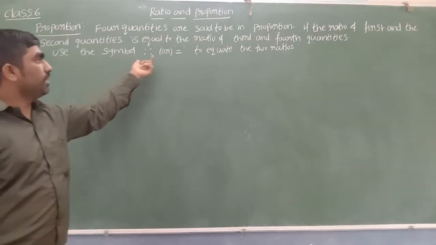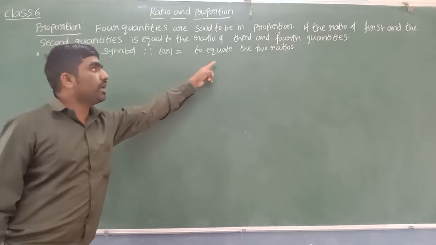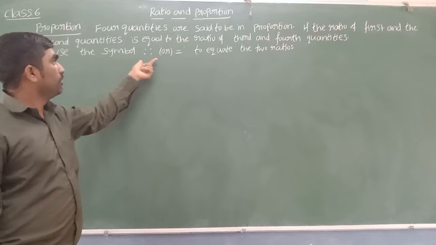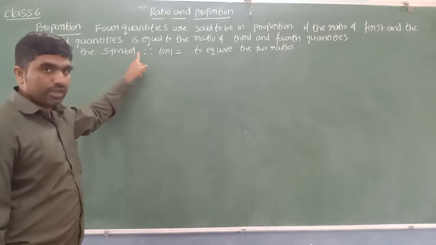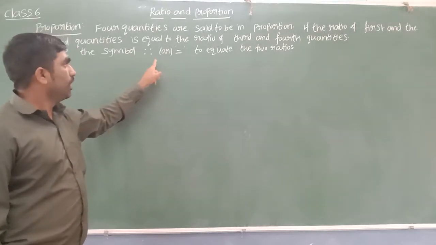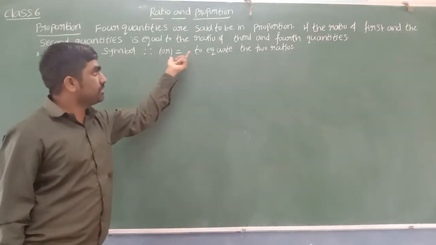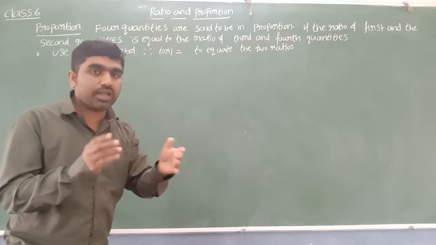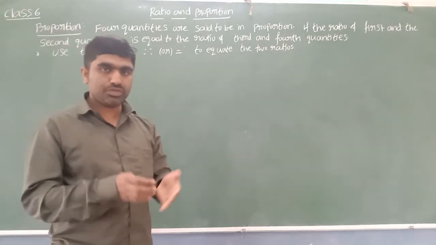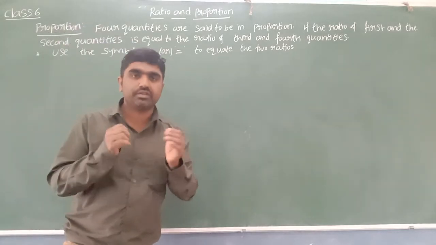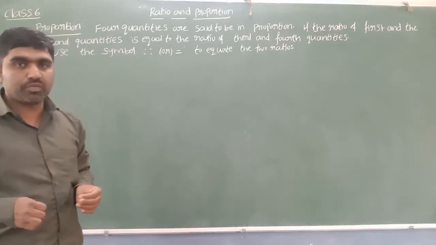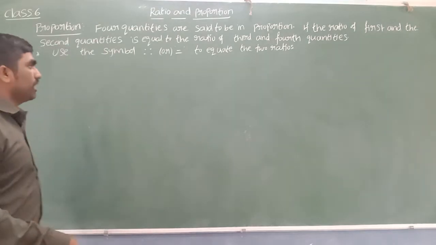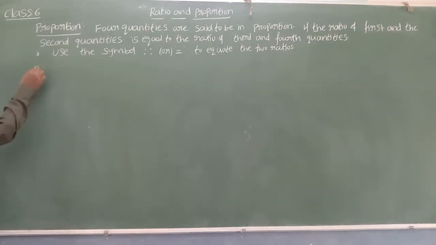We use this symbol to express the equality of two ratios. This symbol is the proportion symbol, four dots. We read it as "is proportional to." Or instead of this, we can use the equal symbol. Both tell that two ratios are equal. So when two ratios are equal, the four terms involved are in proportion. Let us see one example where we can see proportion in daily life.